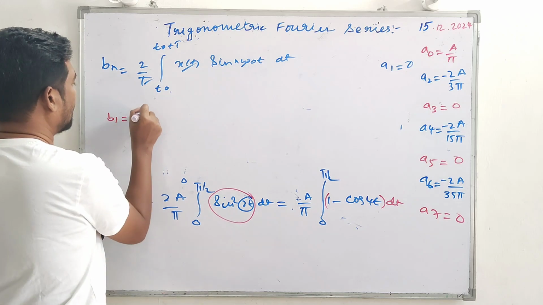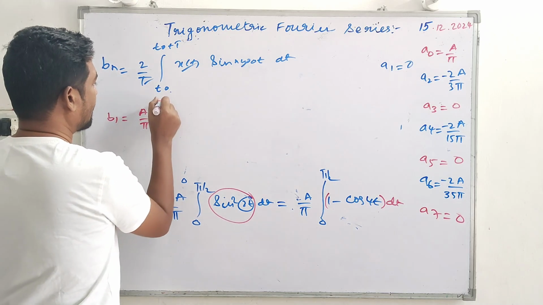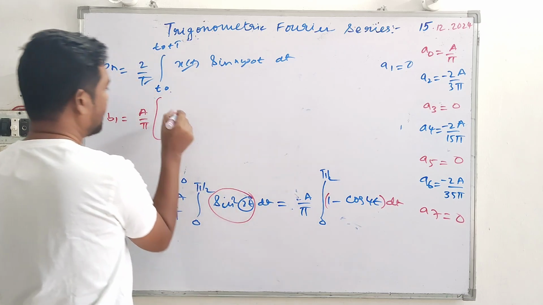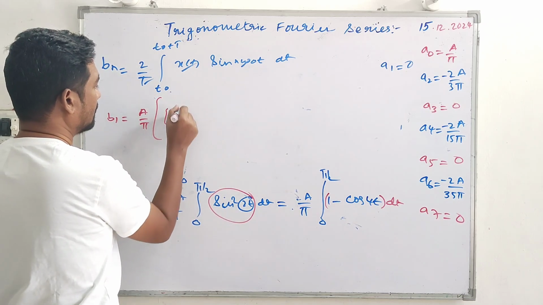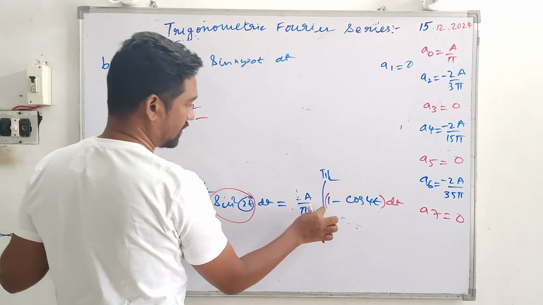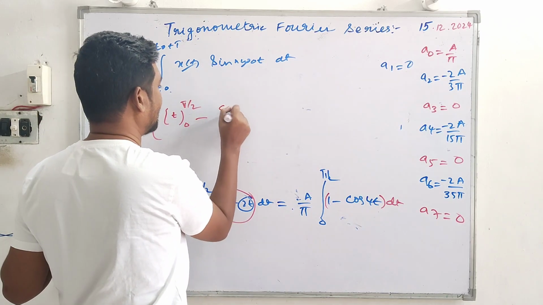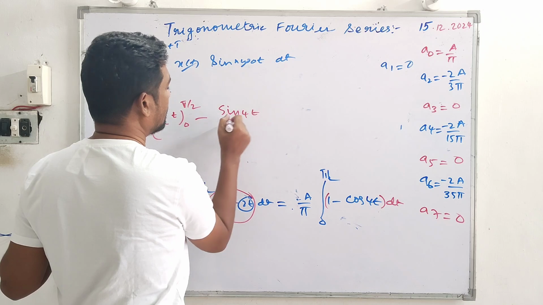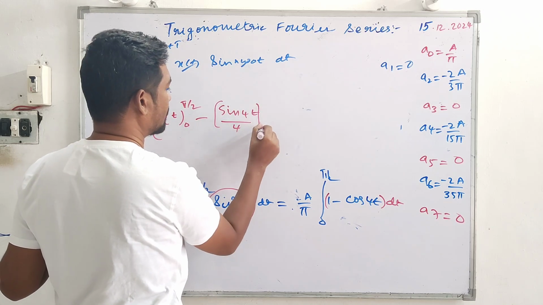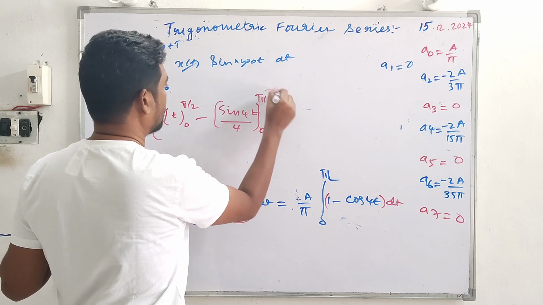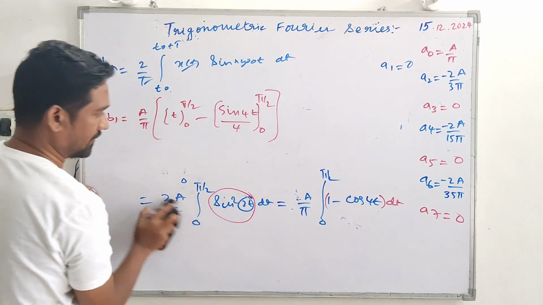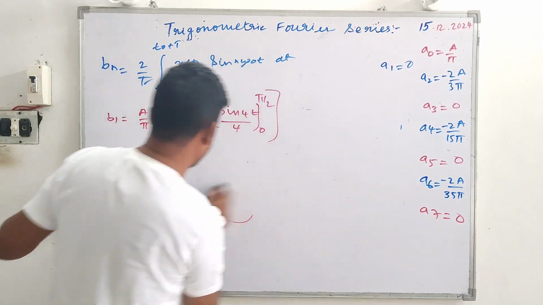Further simplifying, a by pi. And integrating directly, integral 1 dt will be t between 0 to pi by 2, minus integration for this one also, in the sense sine 4t by 4 for the limit 0 to pi by 2, and close this one. This is for this, for that, and yeah, we have that. All right, so I guess I'm going right.